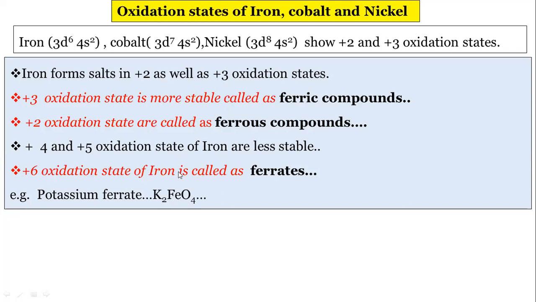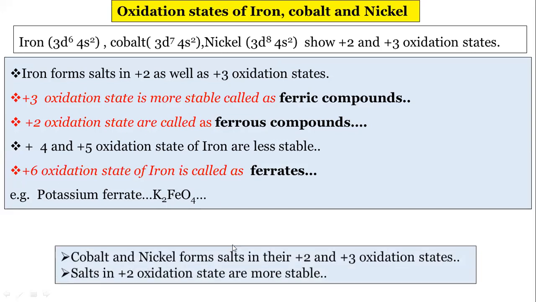But in the +6 oxidation state, iron gives ferrates. So for a 1 mark or 2 mark question, they can ask in the board exam: write the name of the compound in which iron has the +6 oxidation state. So remember the name, it is potassium ferrate, K2FeO4. In this compound, Fe has the +6 oxidation state. Generally +3 and +2 are the more common oxidation states, but only in ferrates is the +6 oxidation state obtained by iron. Ferrate +6, ferric +3, ferrous +2.